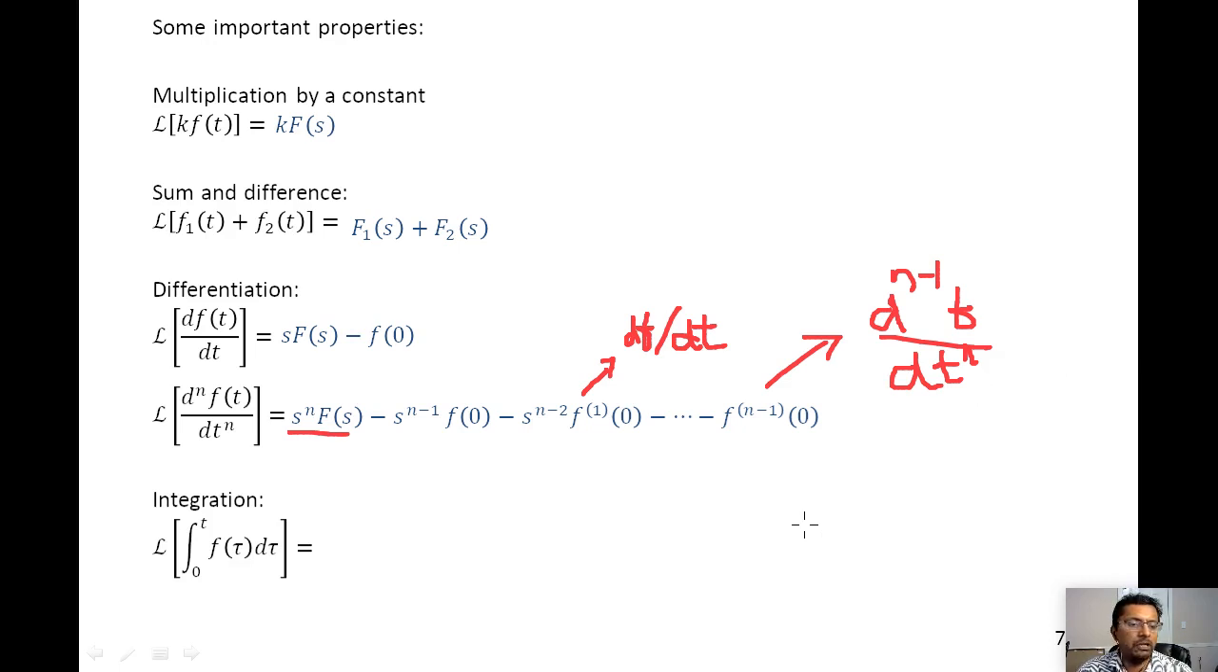So we can similarly do the integral. The integral from 0 to t of f of tau d tau. The reason we use tau here is because the t appears in the limit of the integral, so we want to differentiate the letters. So we write it as f of tau d tau. So this becomes 1 over s F of s.